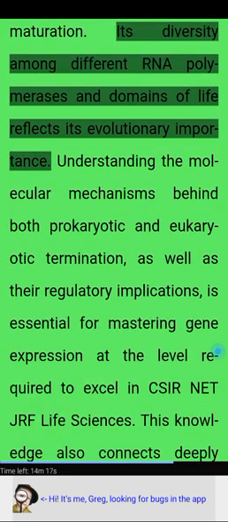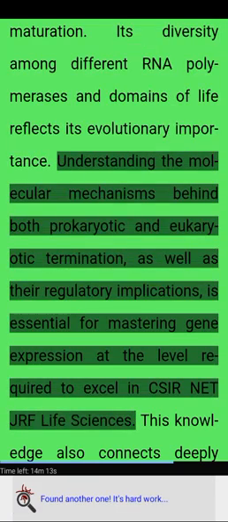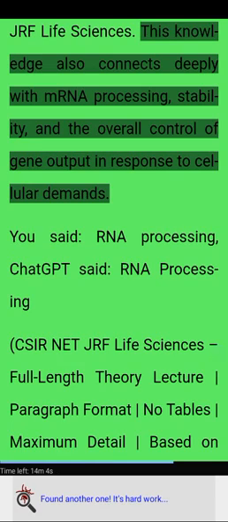Its diversity among different RNA polymerases and domains of life reflects its evolutionary importance. Understanding the molecular mechanisms behind both prokaryotic and eukaryotic termination, as well as their regulatory implications, is essential for mastering gene expression at the level required to excel in CSIR NET JRF Life Sciences. This knowledge also connects deeply with mRNA processing, stability, and the overall control of gene output in response to cellular demands.